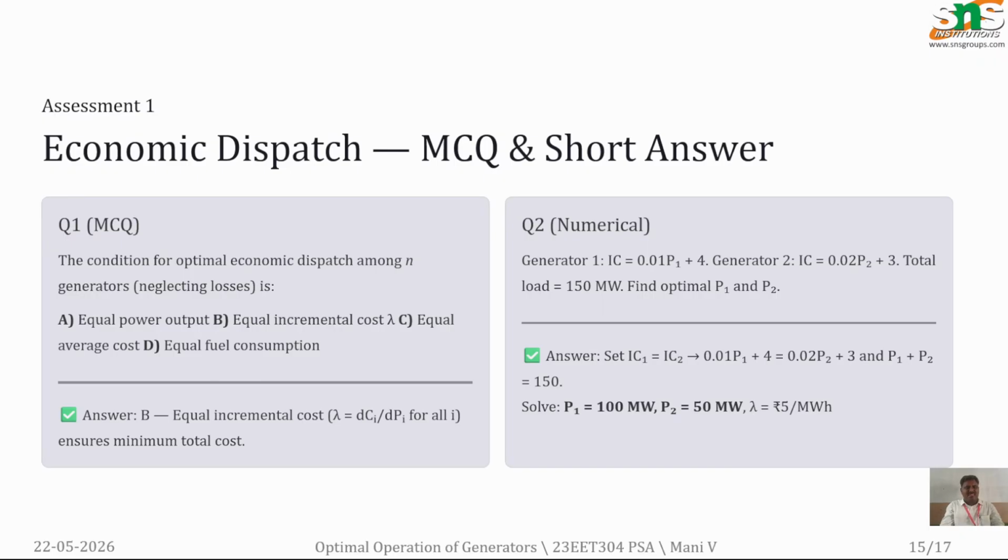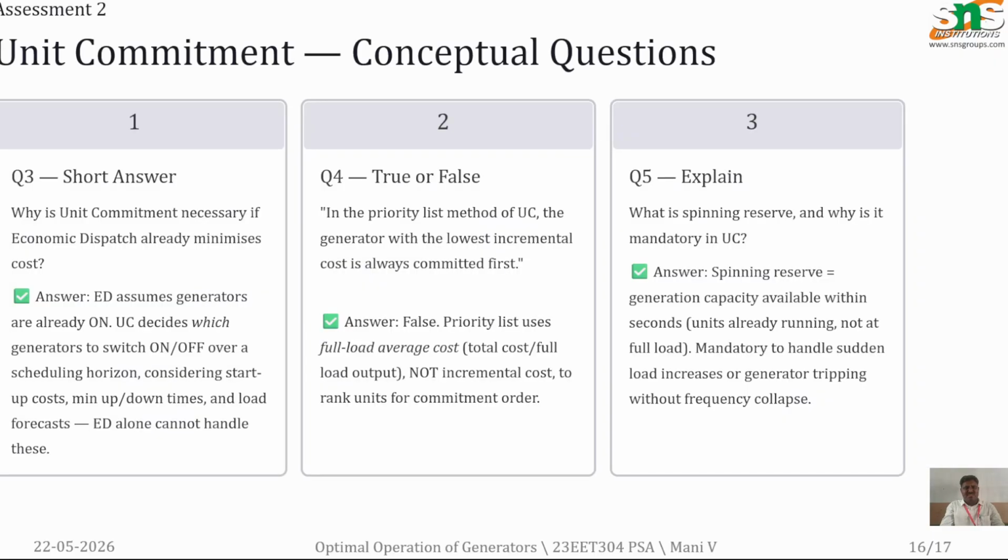And this is another assessment. Here is the condition for optimal economic dispatch among n generators, where we neglect the losses. Is it equal power output, equal incremental cost lambda, equal average cost, or equal fuel consumption? If you know the answer, you can put it in the comment section.